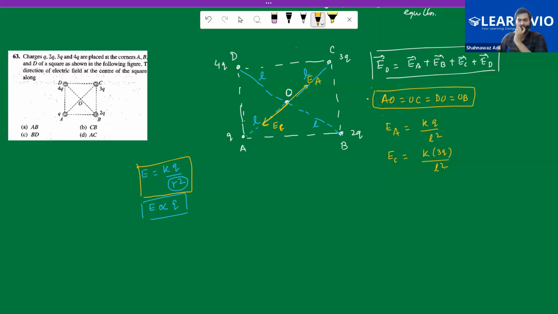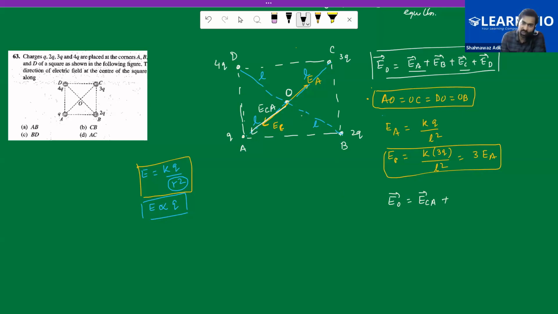Which one is greater? EC, right? Because this is 3 times EA. So I can write it as 3 times EA, right? So EC is greater, so the net electric field would be in this direction. So this is ECA, right? This part is done. So now we have counted EA and EC. Final EO would be ECA plus, let's find out these two contributions.